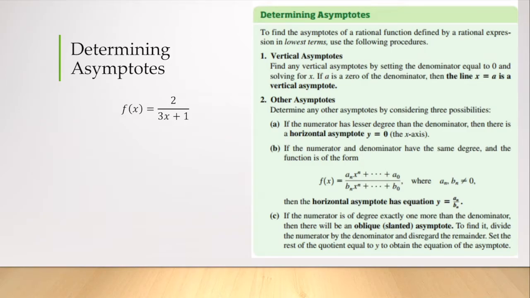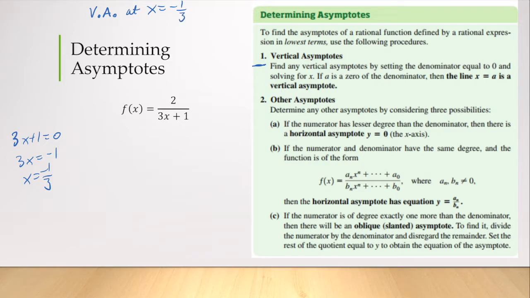So we're going to go down our checklist, and this will be given to you for exams. So first we want to find any vertical asymptotes by setting our denominator equal to 0. So I have 3x plus 1 equals 0, 3x is negative 1, x is negative 1/3. So I have a vertical asymptote, which I normally shorten to VA, at x equals negative 1/3.